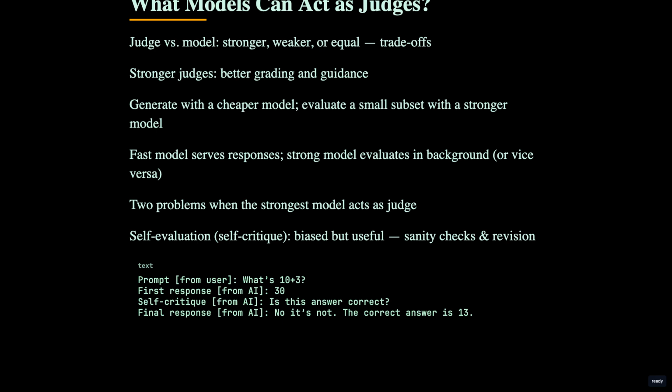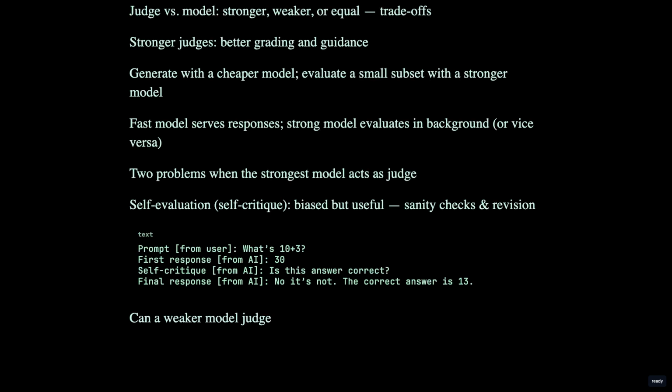a corrected reply. Notice the first response line gives 30, an obvious error, and the final response corrects it to 13. The block highlights an explicit self-critique step that caught the mistake. Treat the flow as model output, self-check, corrected output, which is useful when designing systems that verify and fix their own simple errors. This is an open question.